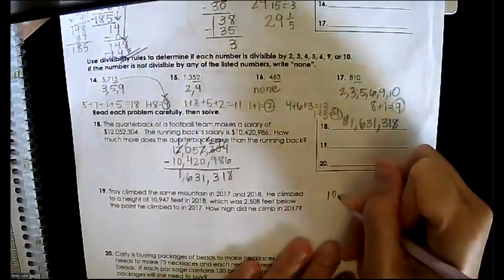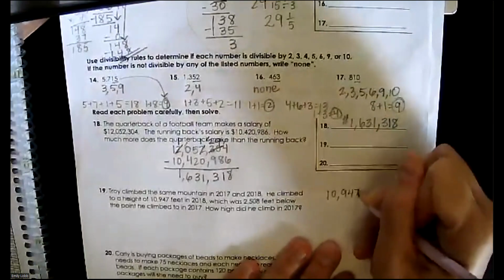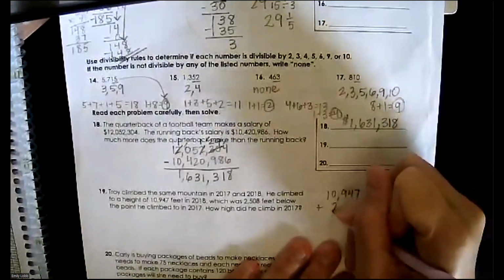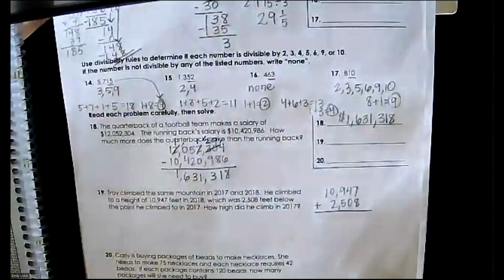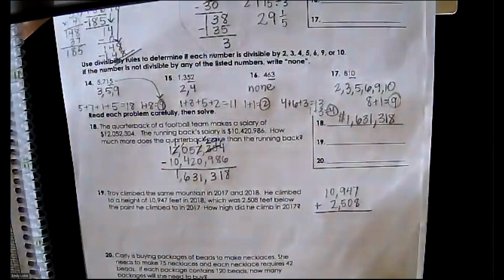So I have 10,947 plus 2,508. This is good practice for your addition and your neat handwriting, because it's important in math that we keep things orderly. Because unfortunately, it's just going to get more complicated. Did you figure it out? Yes, good job.